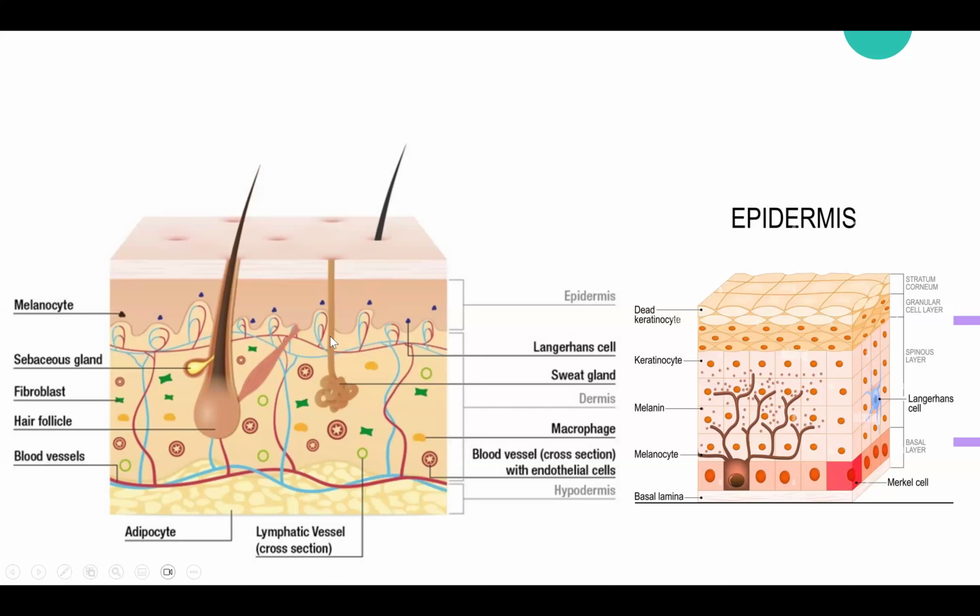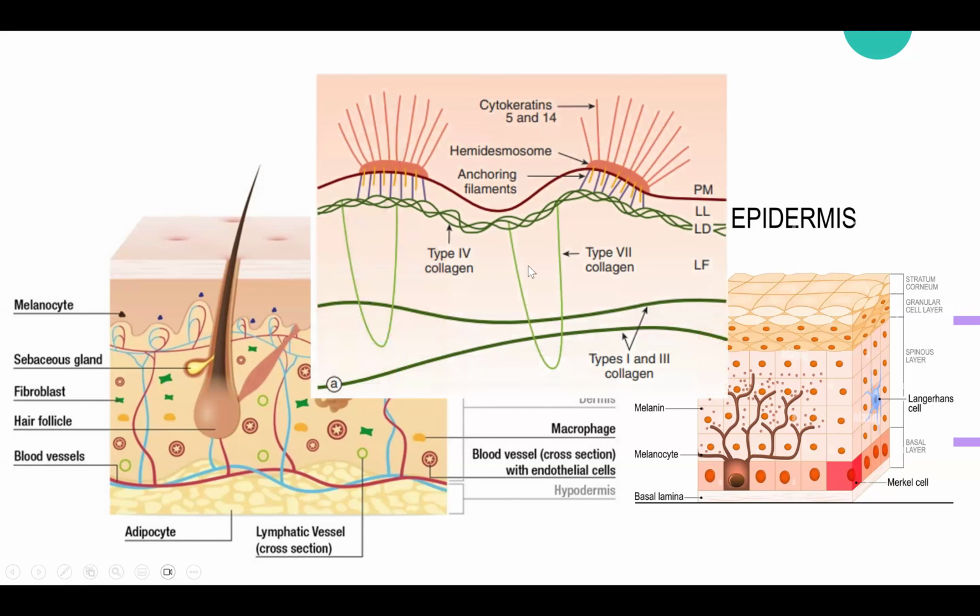And this is the epidermis, dermis, and the adipose tissue. This is the basement membrane layer where the epidermis and dermis are joined together through hemidesmosomes, and the layers below the basal cell layer are the lamina lucida and lamina densa. This is important when we are dealing with epidermolysis bullosa.